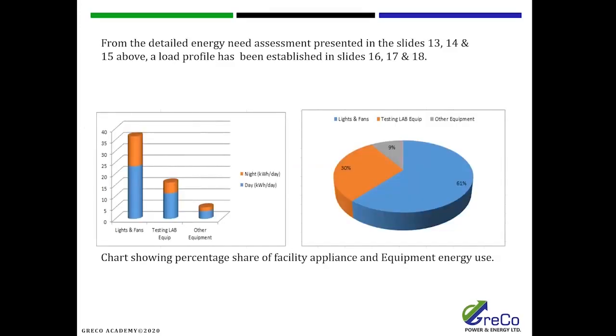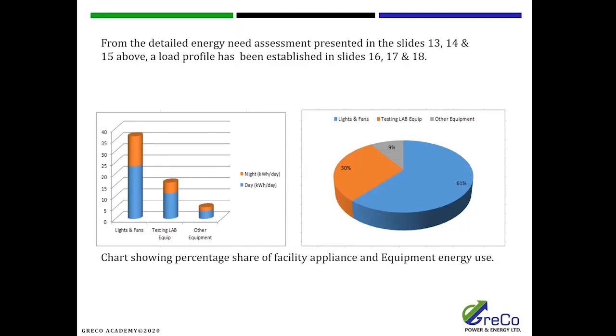From the detailed energy analysis that we have presented, we have gone ahead to put each of these facilities into charts that could show us what energy use or equipment is being used at what time. As we can see, light and fan. There's the day, what is being consumed during the day in kilowatt hour per day, and what is being consumed by the fan and lighting during the night. Next is the testing lab equipment, what is being consumed during the day and what is being consumed at night. And finally, other equipment, what is being consumed during the day and what is being consumed at night.